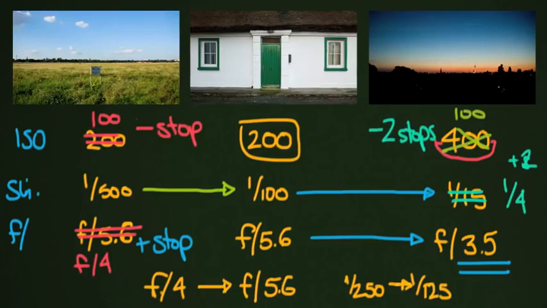So it's always a matter of remembering these distances, and that's why it's important to go back and take a look at what the difference between f4 and f5.6 and f8 is, and remember the traditional full stops, so that you know for each photograph that you're taking how many stops you have to move each of these variables when you're shooting manual photographs.